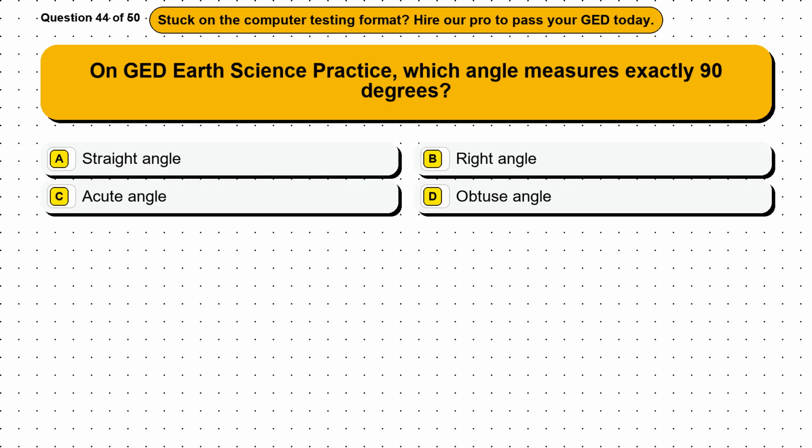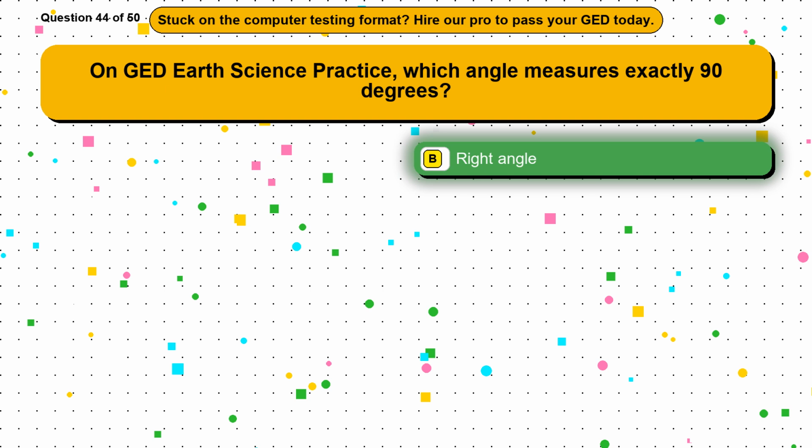Question 44. On GED Earth Science Practice, which angle measures exactly 90 degrees? Option A straight angle. Option B right angle. Option C acute angle. Option D obtuse angle. The correct answer is option B.